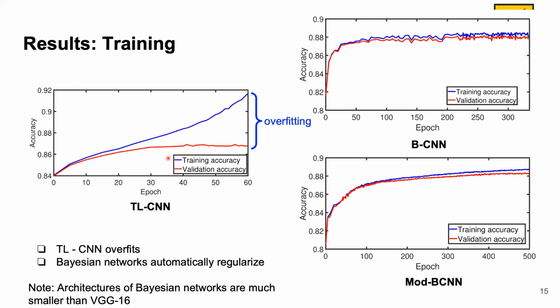And when we do that, we see that the VGG 16 actually does a very good job, but it suffers from overfitting. But Bayesian neural network, the standard Bayesian neural network, does not suffer from overfitting even after 300 epochs. And our proposed modified Bayesian convolutional neural network does not suffer from lack of regularization or overfitting. So this is a great advantage of Bayesian neural network, at least for the histopathological data, as we can see from the numerical results.